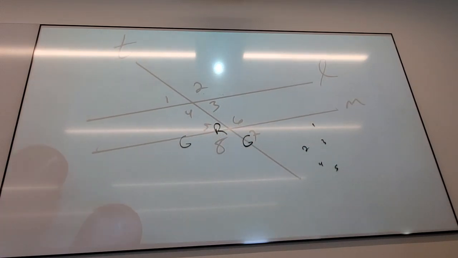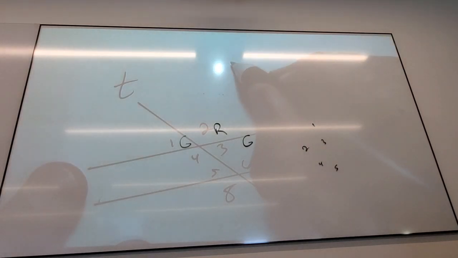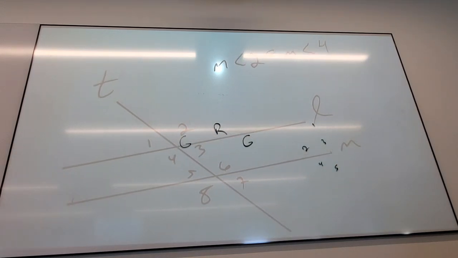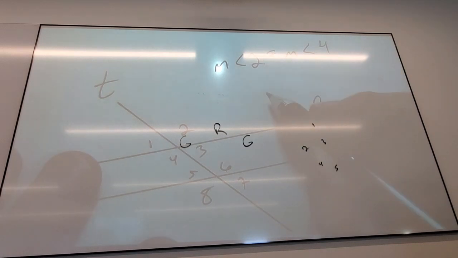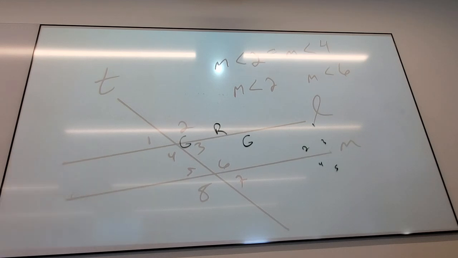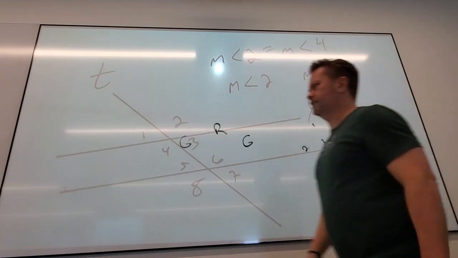What must be true, for example, about angle 2 and 4? They have to be the same, because they are vertical angles. Now, what must be true about angle 2 and angle 6? Sorry guys. Always remind me when I have stuff in the way.